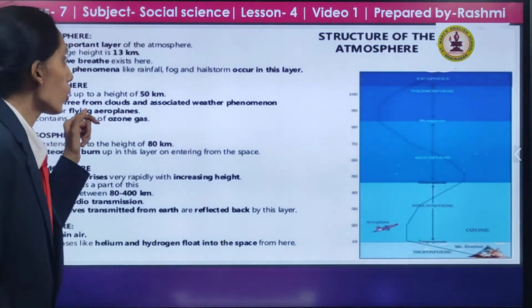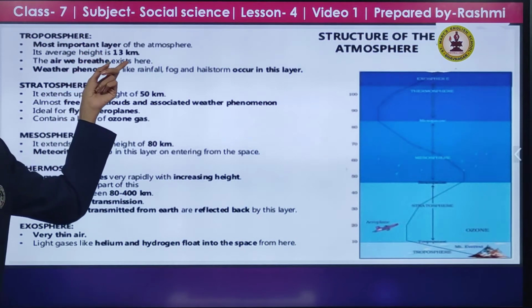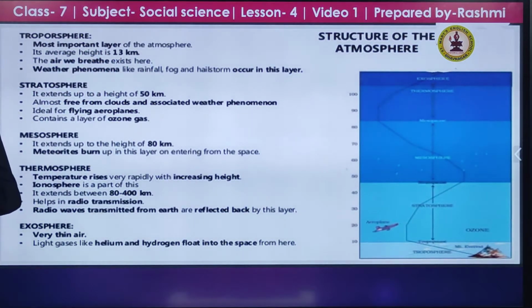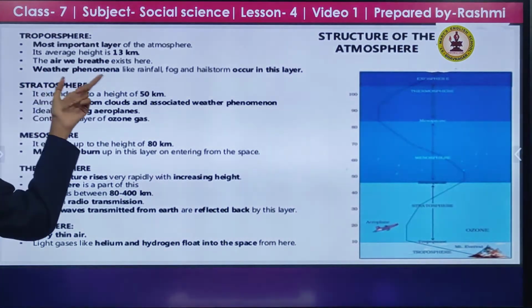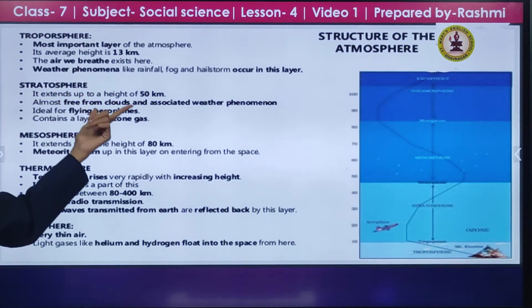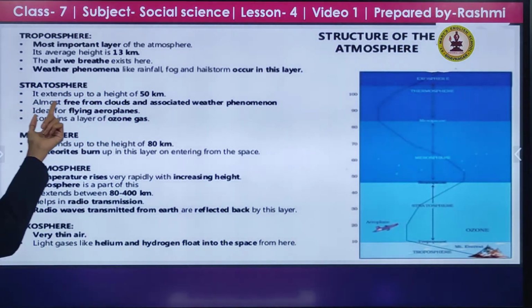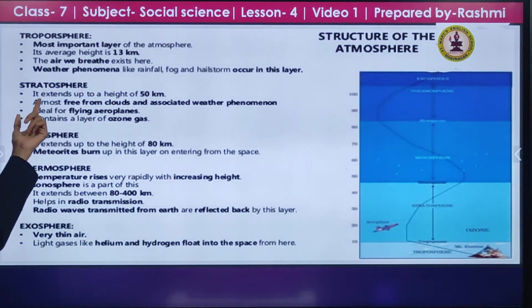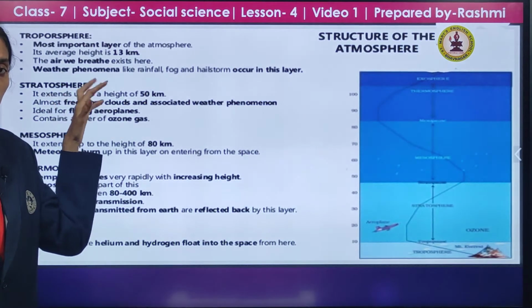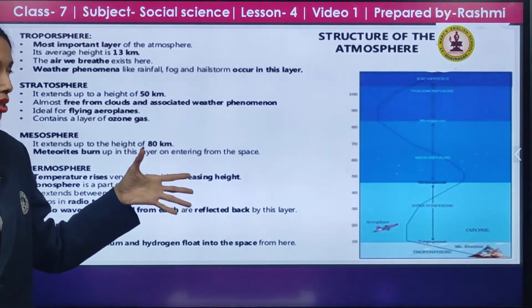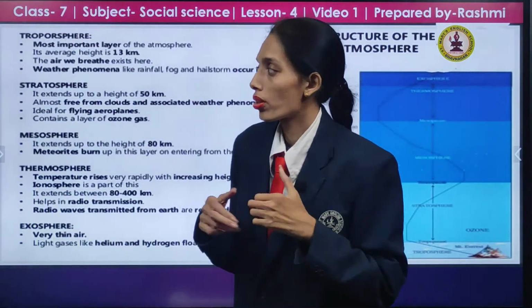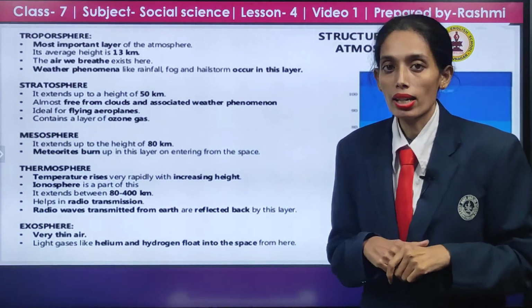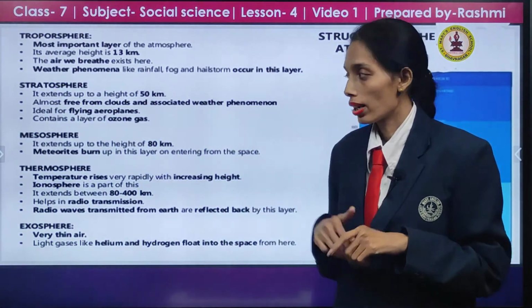Let's just recall this. Troposphere is 13 kilometers. It's the important layer of the atmosphere. We can breathe in it. The weather phenomena like rainfall and all occur in this layer. Stratosphere is 50 kilometers, and it's free from clouds and weather phenomena. Flying aeroplanes are in this stratosphere. That's why the planes don't have obstructions while flying. It is an ideal atmosphere for flying aeroplanes.